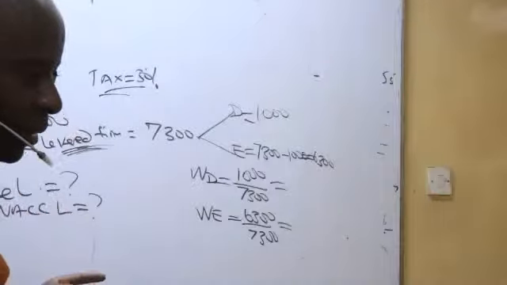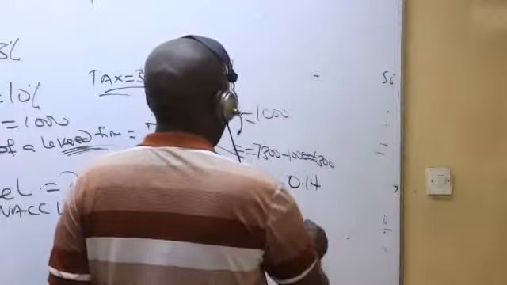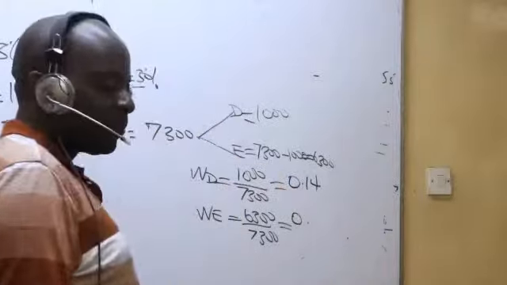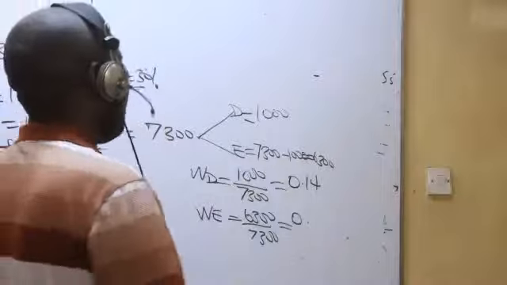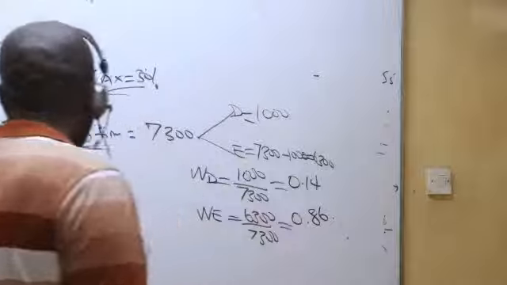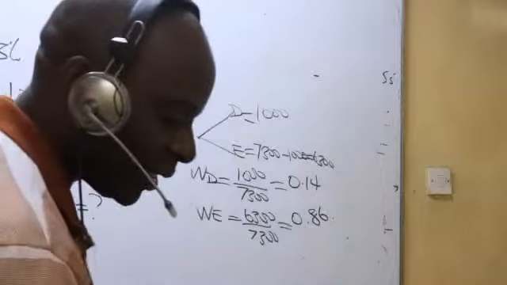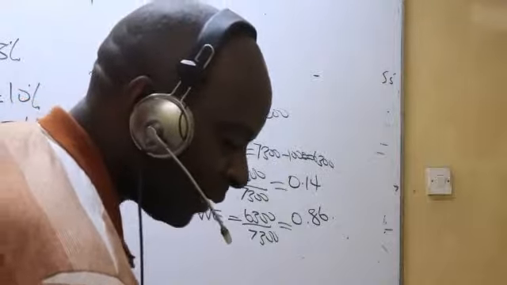So somebody tell me 0.14. So this is 0.14, and then we have 0.86. Thank you very much. These are low-hanging fruits. I'm harvesting them.